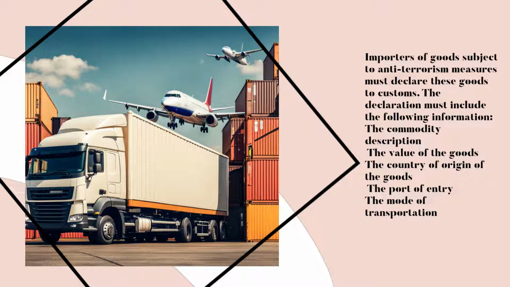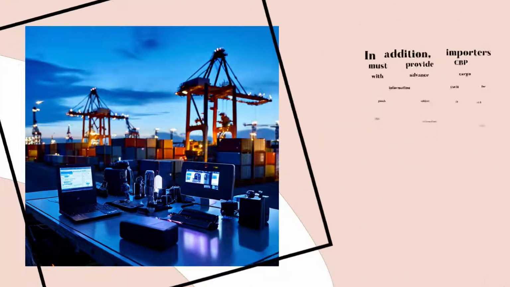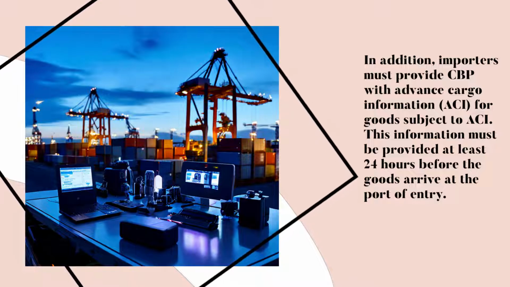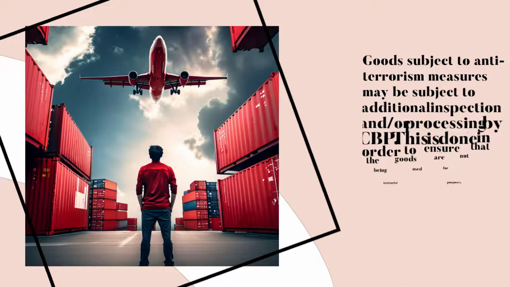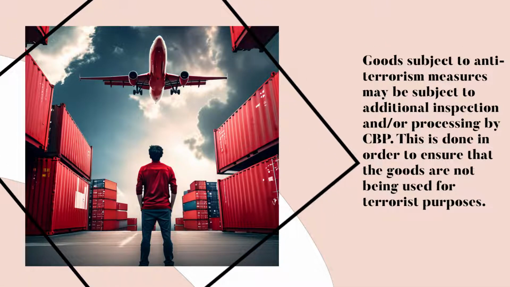Importers of goods subject to anti-terrorism measures must declare these goods to customs. The declaration must include the following information: the commodity description, the value of the goods, the country of origin of the goods, the port of entry, and the mode of transportation. In addition, importers must provide CBP with Advance Cargo Information, ACI, for goods subject to ACI. This information must be provided at least 24 hours before the goods arrive at the port of entry.